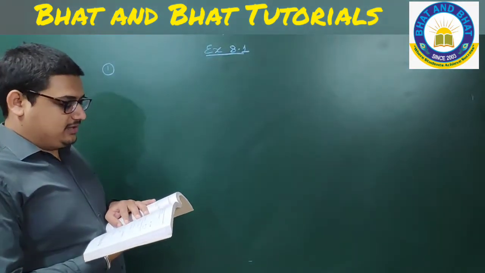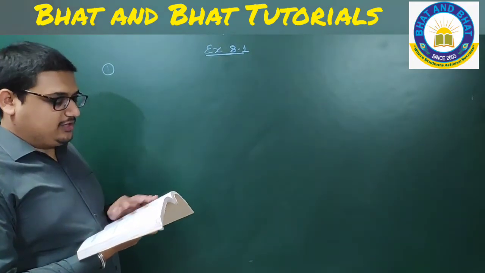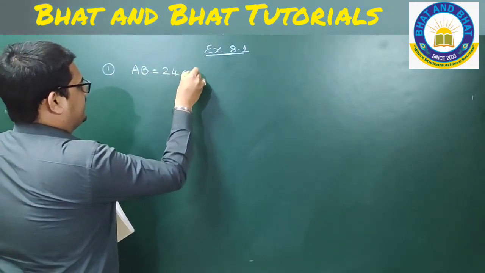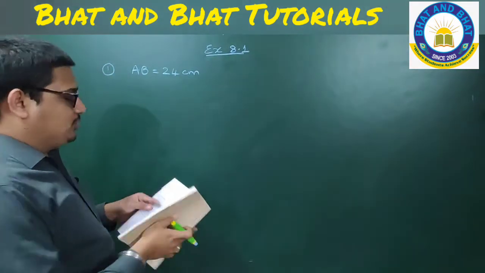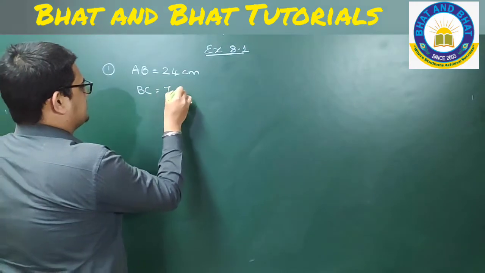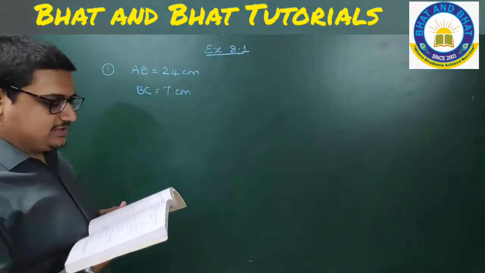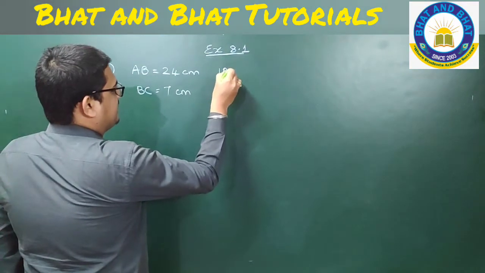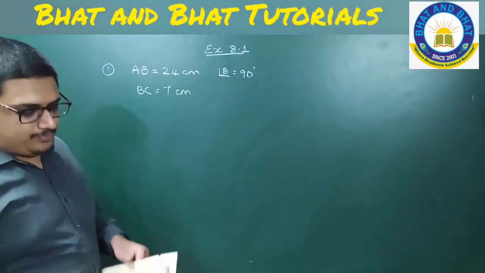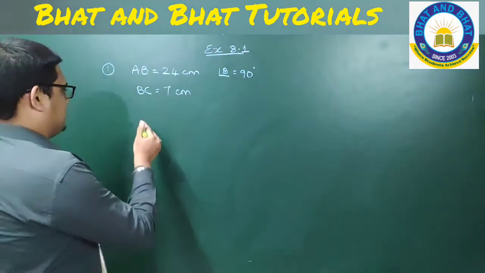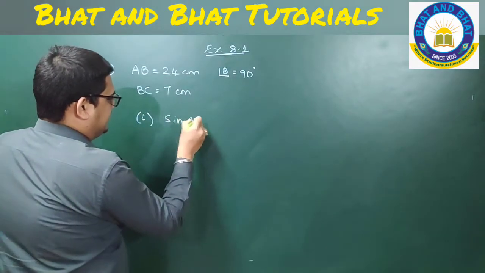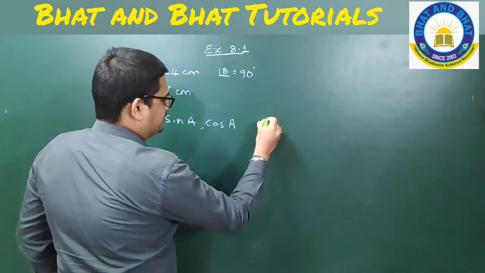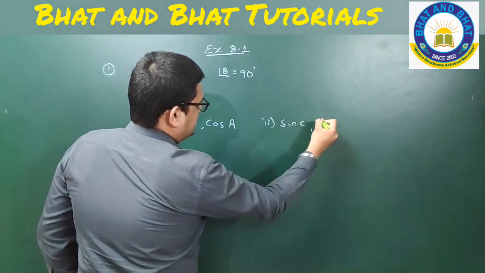The question reads, in triangle ABC, right angle at B, AB is equal to 24 centimeters. Let us note down the information given in the question. AB is equal to 24 centimeter. BC is equal to 7 centimeter. These are the given information from the question. Also, where is the right angle? The right angle is present at angle B, so angle B is equal to 90 degrees. Next, what to find out? Determine sine A and cos A, that is our first subsection. The second part is to determine sine C and cos C.